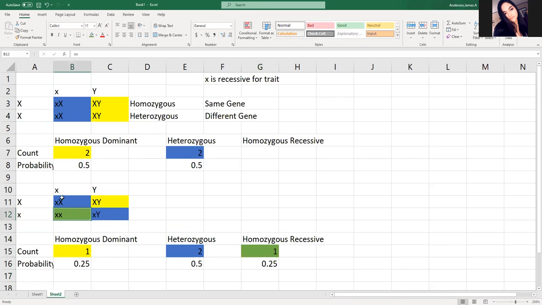So we have a 1:2:1 ratio. So what is the probability that a son will inherit the disease? Remember, males are only XY. So we have two males, and one of them will have the disease. So 1/2 is 50%.